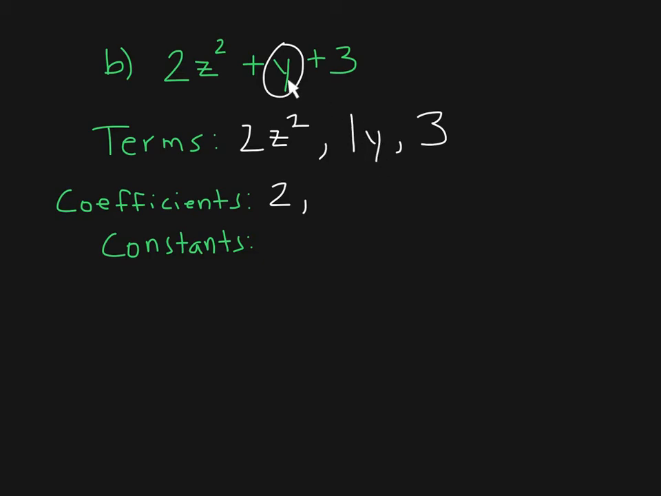Let's say that y equals 3. 1 times 3 is still 3. So we have to add that as a coefficient. So we also have 1 as a coefficient. That one can be really tricky. And then my constants, the only thing I have as a constant is a 3, because my constant is a term without a variable.